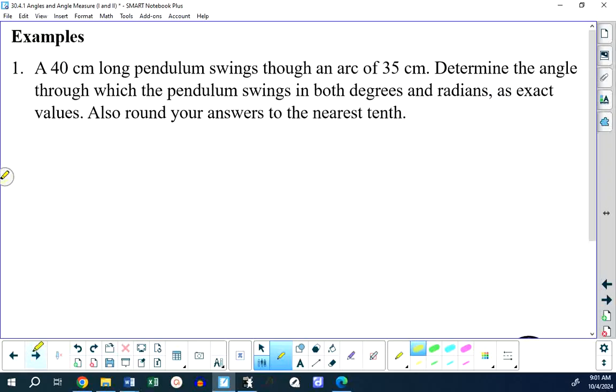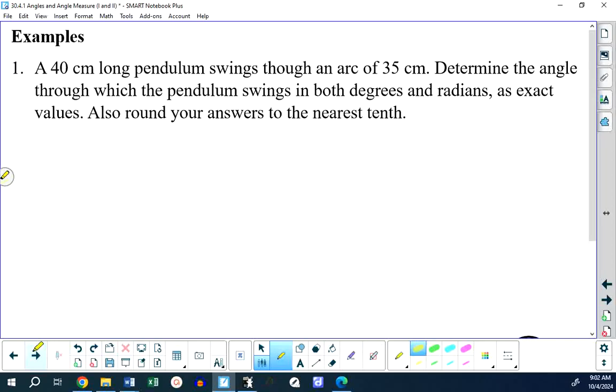Let's take a look at an example. A 40 centimeter long pendulum swings through an arc of 35 centimeters. Determine the angle through which the pendulum swings in both degrees and radians as exact values and to the nearest tenth.